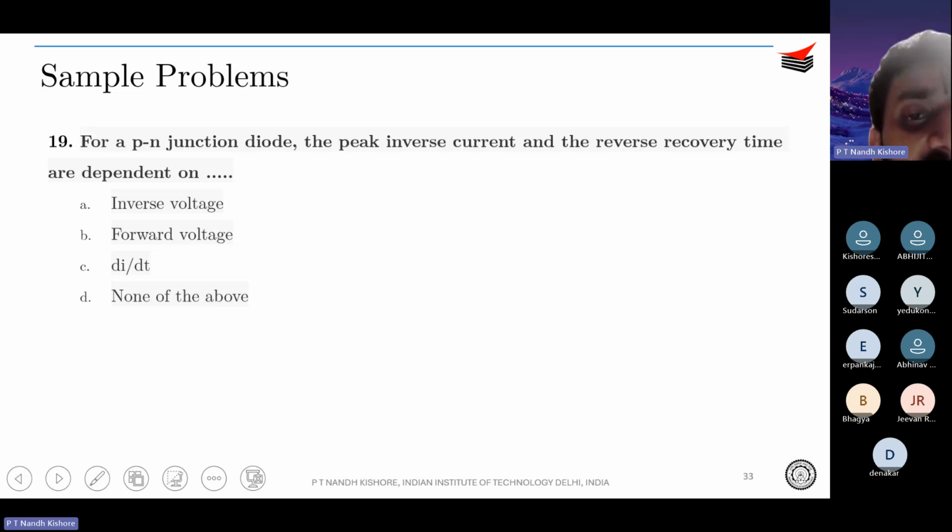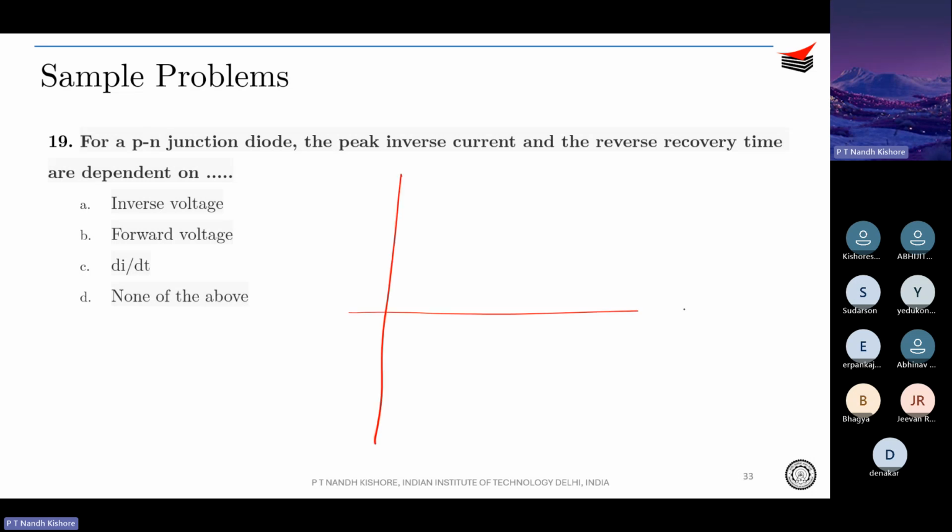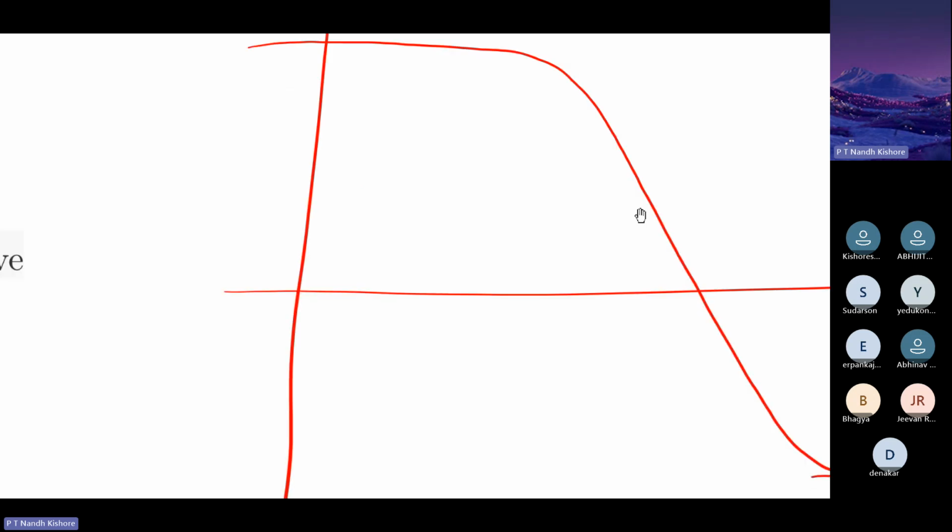For a PN junction diode, the peak inverse current and the reverse recovery are dependent on what? Reverse recovery depends on what is the question. You know that it is something like this, correct? This we call IRR. Let's say this.